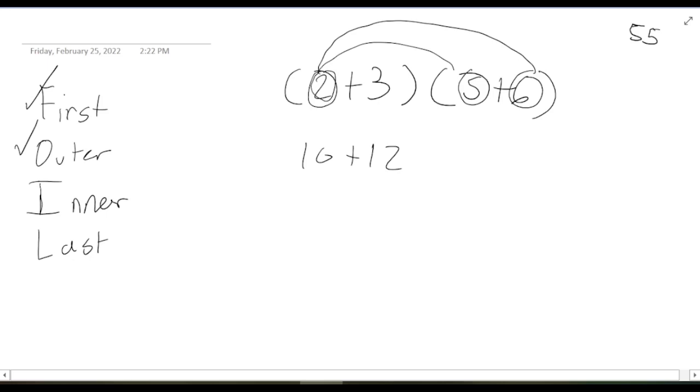Now for inner. So our inner terms are going to be 3 and 5 because they are on the inside of this whole expression. So 3 times 5 is going to give us 15. So again, we're going to add. And then our last terms are going to be the last term in this binomial, which is 3, right? 2 plus 3. This is going to be our second term, our last term. And then we have 6 over here, and 6 is also going to be our last term because we have 5 plus 6, and it comes second.